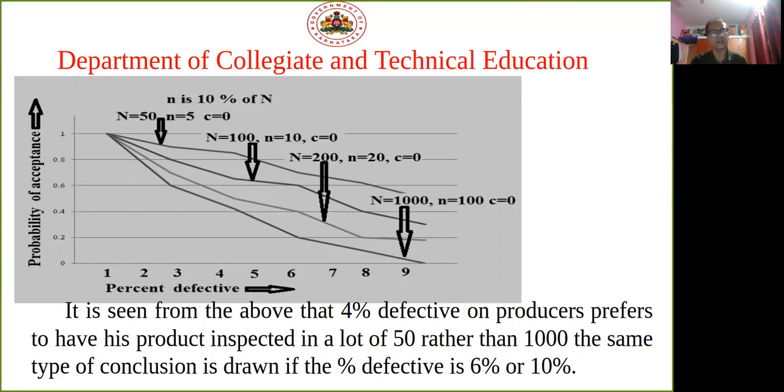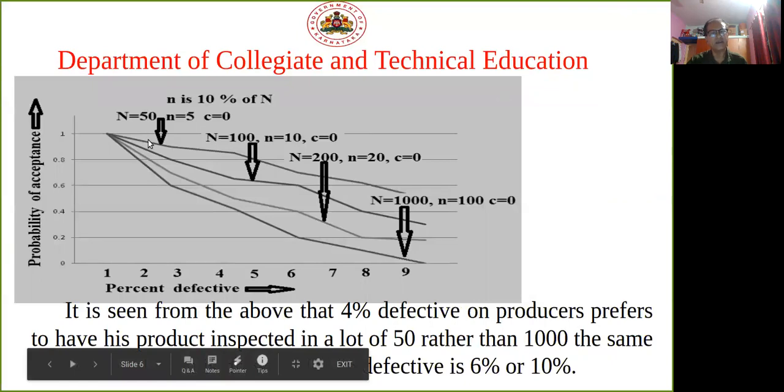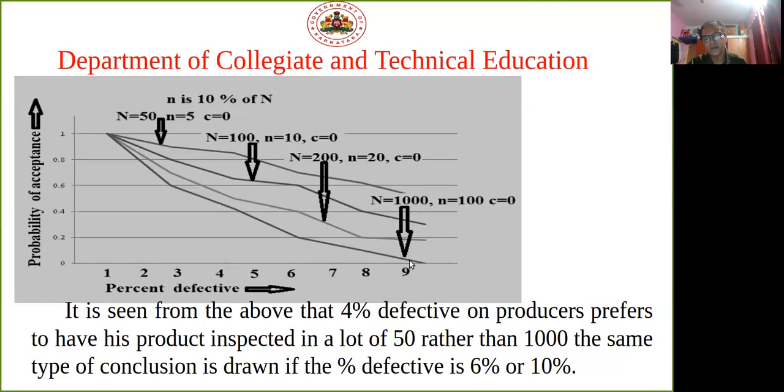If you take the first curve here, I'll show you. This is the curve. This first curve has been constructed by taking a lot of 1,000 items, and I have taken 10% of this 1,000. The 10% of 1,000 is 100. So small n, the sample size, is equal to 100, and the acceptance number is 0 here.